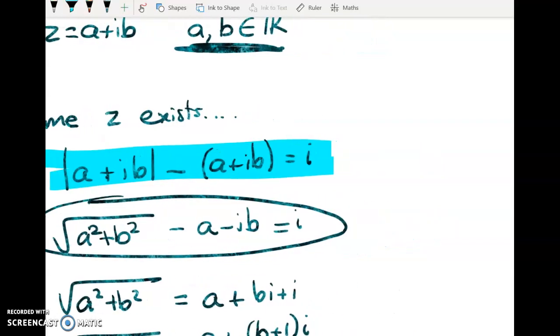So if a is equal to 0, what do we have here? Well, we've got ib minus ib is equal to i. So this is just the square root of b squared, which is b, minus bi, which is equal to b minus bi, which is equal to b.